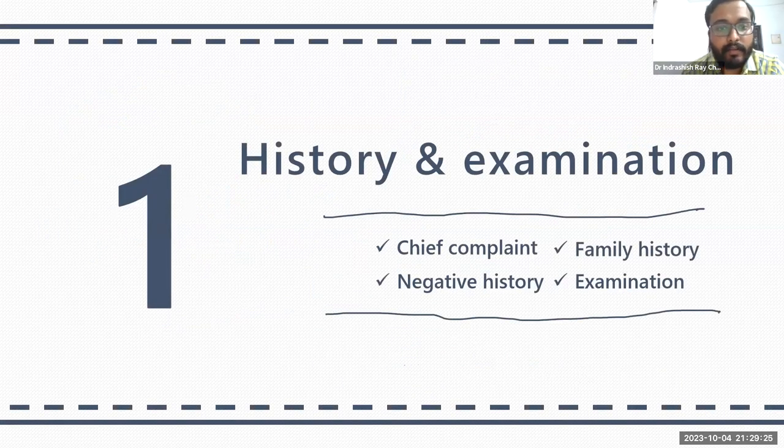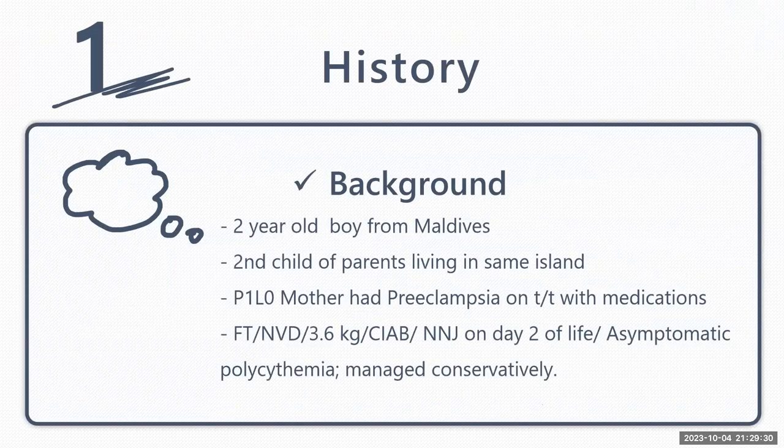Beginning with the history and examination, background history: this is a two-year-old boy from Maldives, second child of parents having distant consanguinity. They are living in the same island, born to a P1L0 mother. Mother had preeclampsia and was on treatment with medications in the third trimester, delivered a full-term baby, born by normal vaginal delivery, 3.6 kg birth weight, with immediate cry at birth. However, there was neonatal jaundice on day 2 of life, and during the routine investigations, the child was having asymptomatic polycythemia, which was managed conservatively.